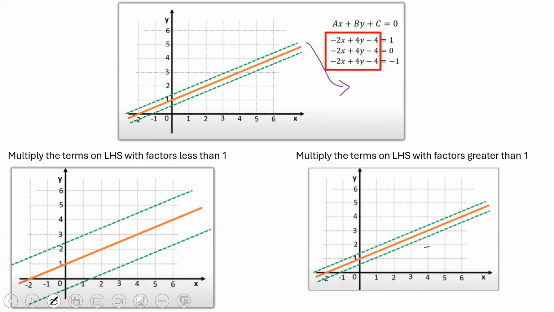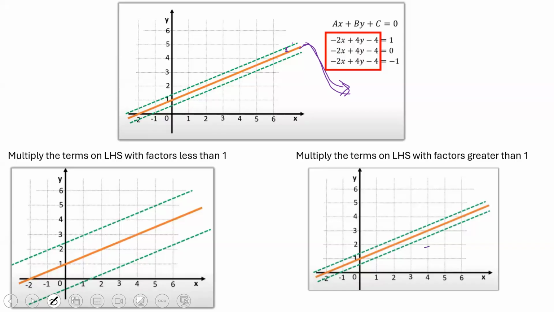That is the first line. Now, I am going to find a line parallel to this line, where the distance between them is equal to 1. So now I'm trying to find a new line parallel to this line that has a different intercept.